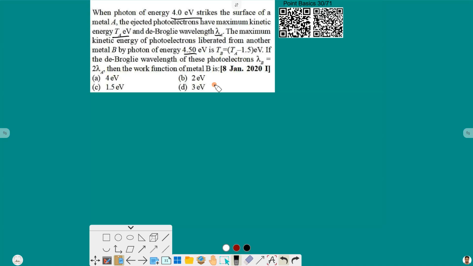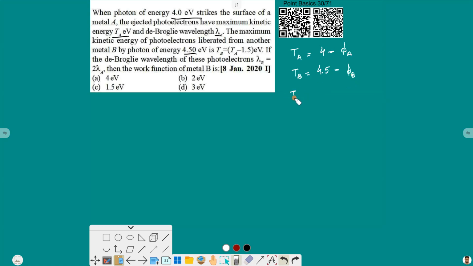So this question has two parts, and both of them are connected to each other. Let's start. The kinetic energy Ta of the ejected electron will be equal to the energy of the incident radiation, that is 4, minus the work function for the first metal, suppose phi A. Similarly, the kinetic energy for the second one, Tb, will be equal to the energy of the incident radiation, 4.5, minus the work function phi b.